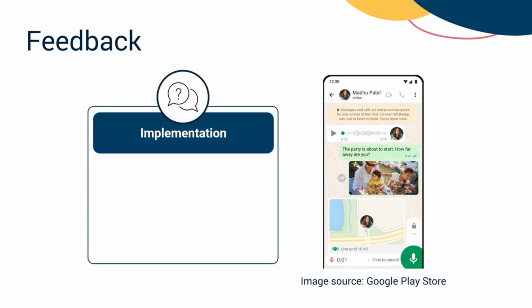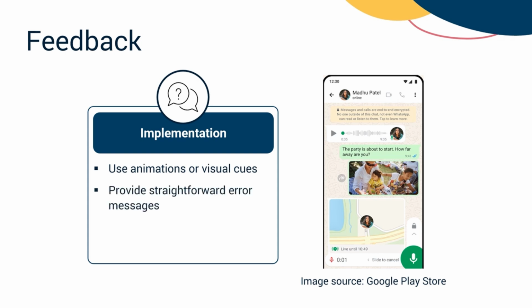To implement feedback, you can use animations or visual cues to indicate when an action has been completed, provide straightforward error messages, and suggest actions to rectify the problem. You can also use progress indicators when loading data or completing tasks to keep users informed.